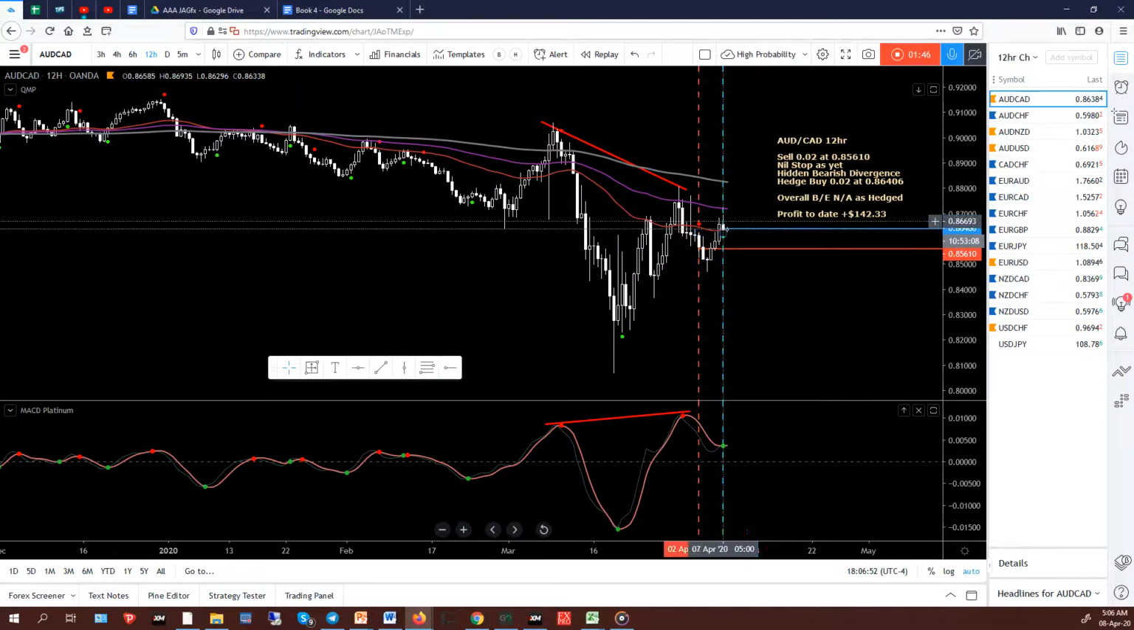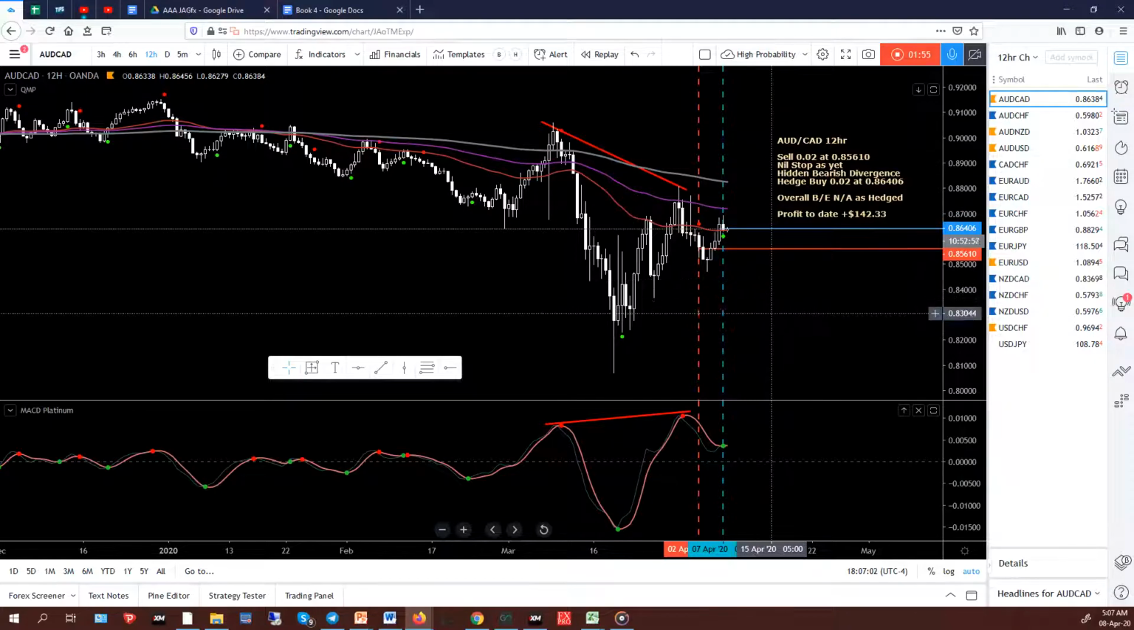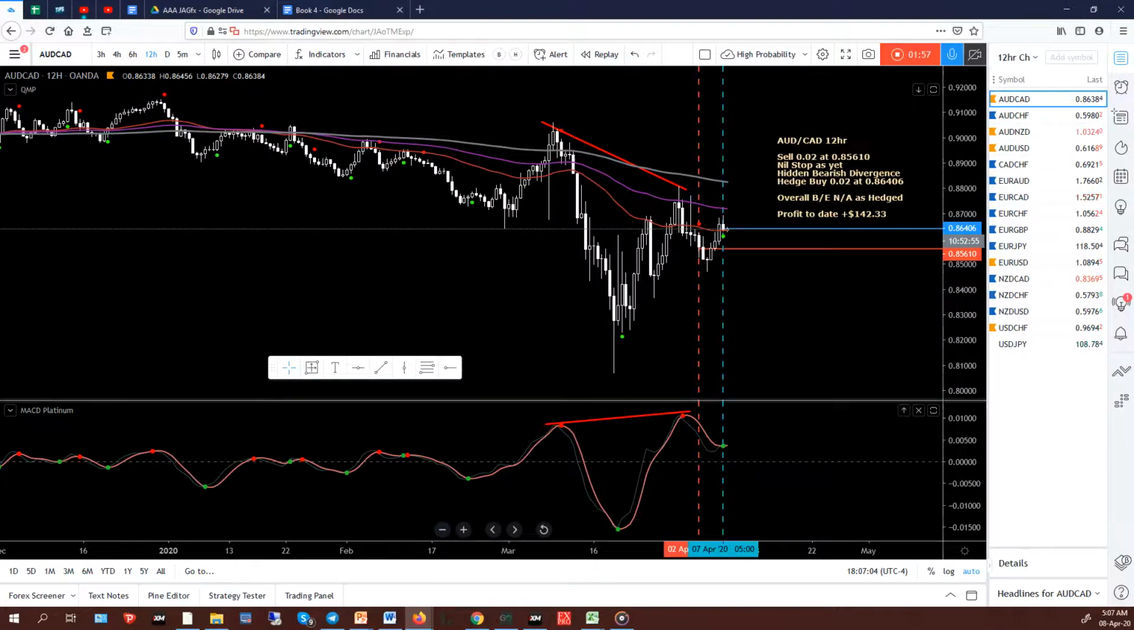Now, you can see the trend is down, the three MAs, the 50, the 100, the 240. I'm looking for this probably to go up a little bit higher and then roll over, where I take a second sell with a bigger position size and try and get out of this sequence of trades. So it's the AusCAD. All I'm doing is locking in a loss with a hedge trade this morning.